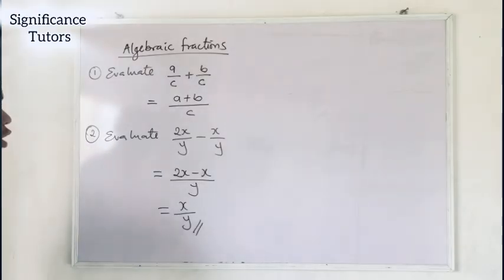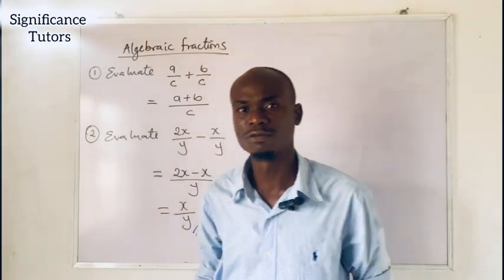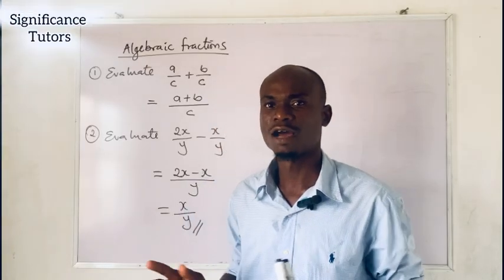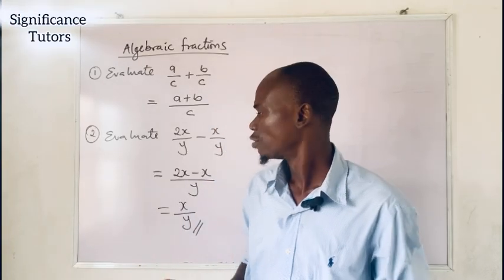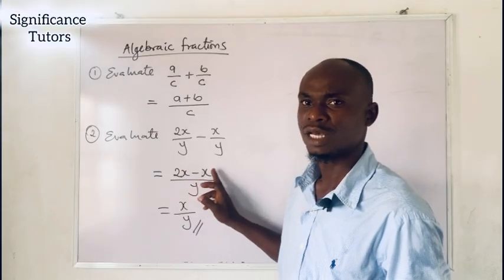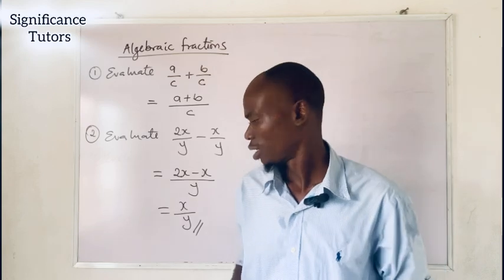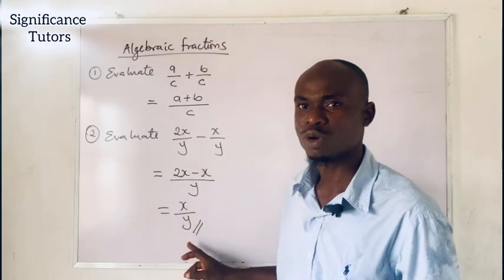Okay, so take note, in dealing with algebraic fractions, we are very careful. We can't just add different alphabets because they are not like terms. So for you to be able to add or subtract, they must be exactly the same alphabet they are dealing with. So this is 2x, this is 1x, so we can subtract. That's why we got x over y.